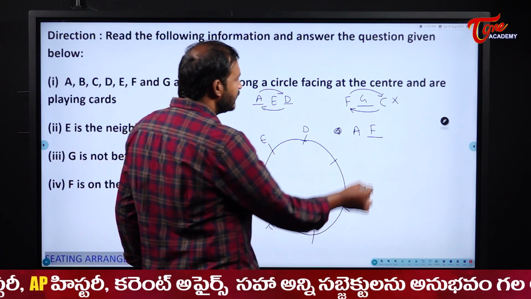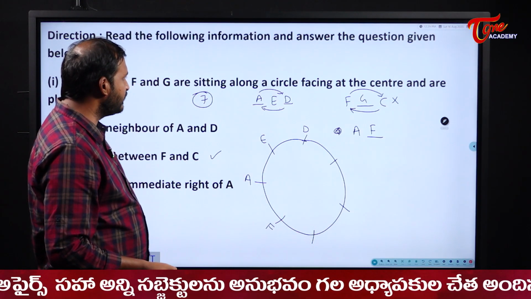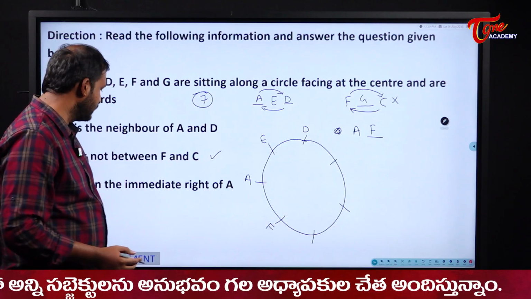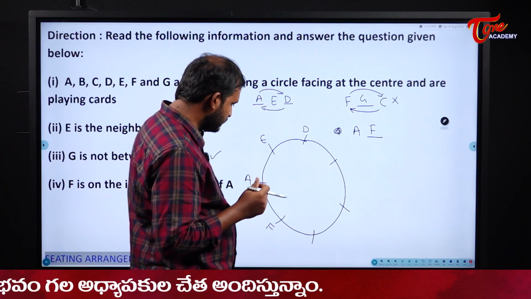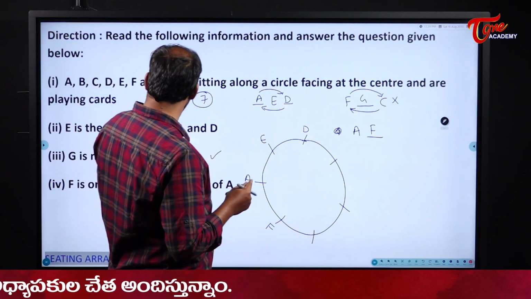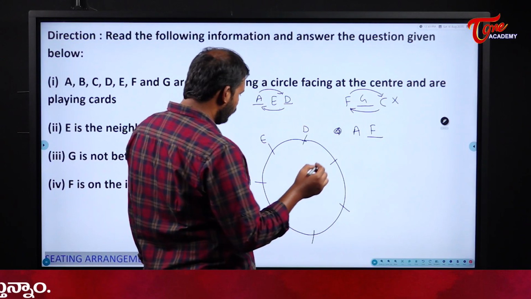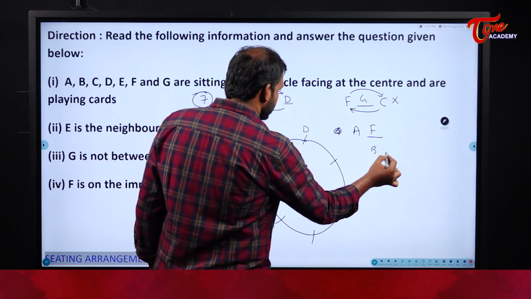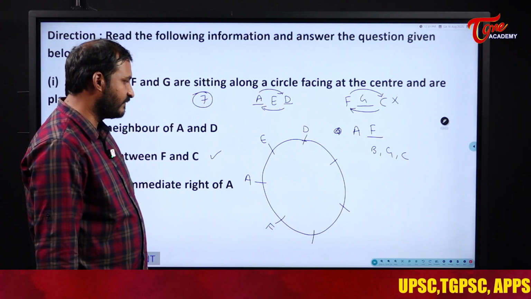Next, what are they telling? G is not between F and C. G should not be between F and C. So, all are facing the center. E is the neighbor of A and D. So, who are the persons left for me? B, G and C are the persons left for us here.